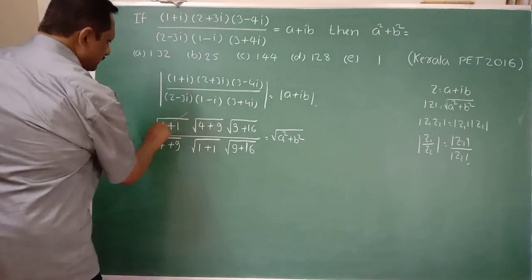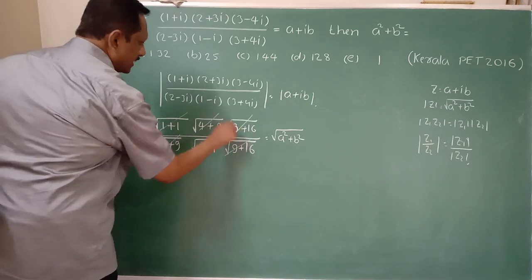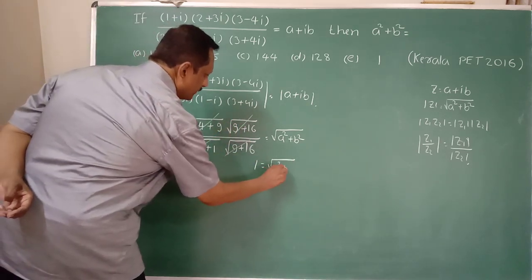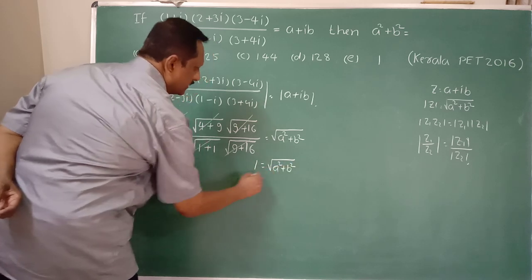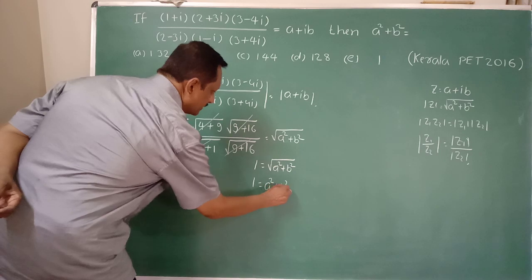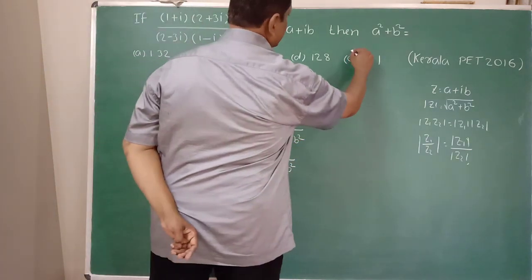Then this term cancels here. These two terms get cancelled, and these two get cancelled here. Yes, this is equal to what here? 1 is equal to root of a² + b². Squaring on both sides, it gives a² + b² is equal to 1 here. Okay, therefore E is the answer.